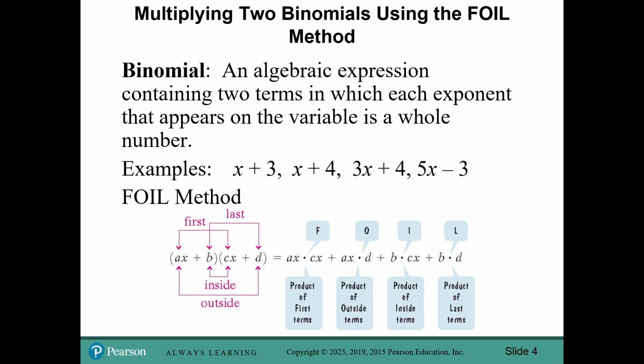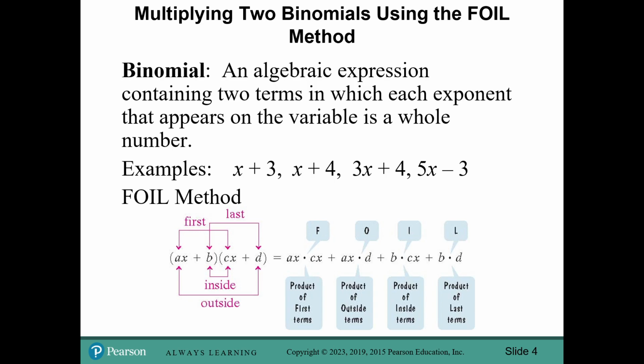Now the FOIL method itself stands for first, outside, inside, last. We multiply the first terms in the sequence, the last terms, the inside terms, the outside terms. It really doesn't matter the order, but typically we go first, outside, inside, last.